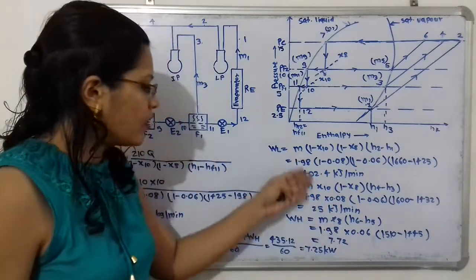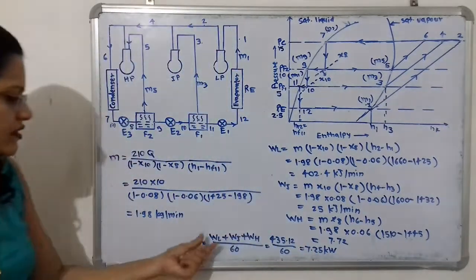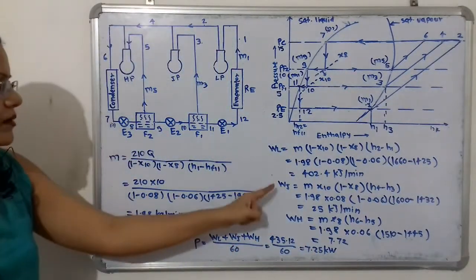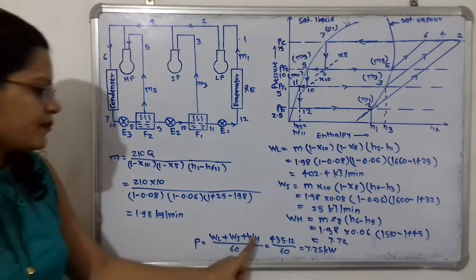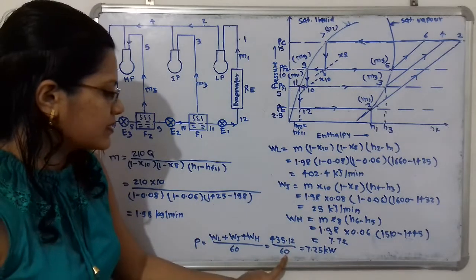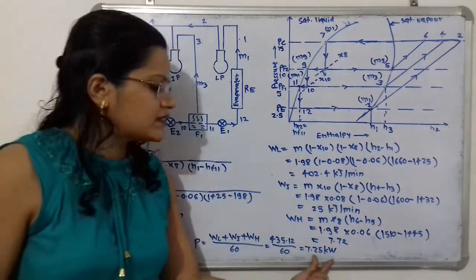Now we will add these three work done values, which will be the total work done. So WL plus WI plus WH divided by 60 is equal to the power. So 435.12 divided by 60 is equal to 7.25 kilowatt. So this is the answer.